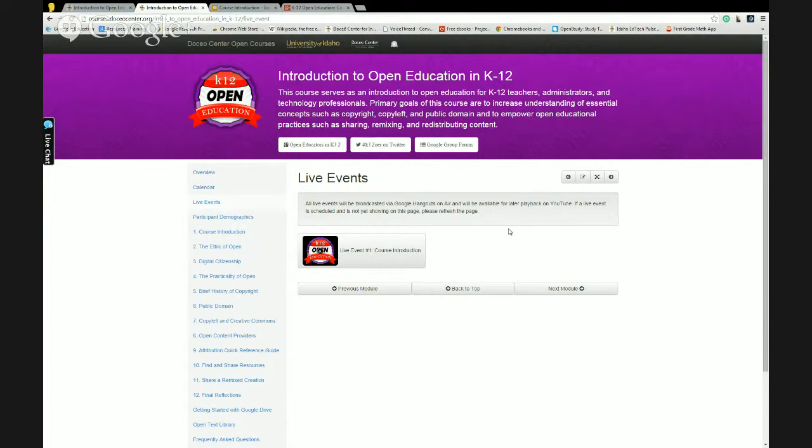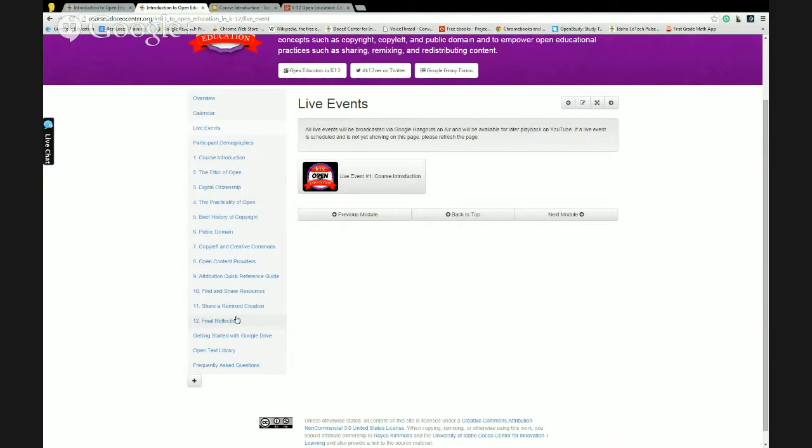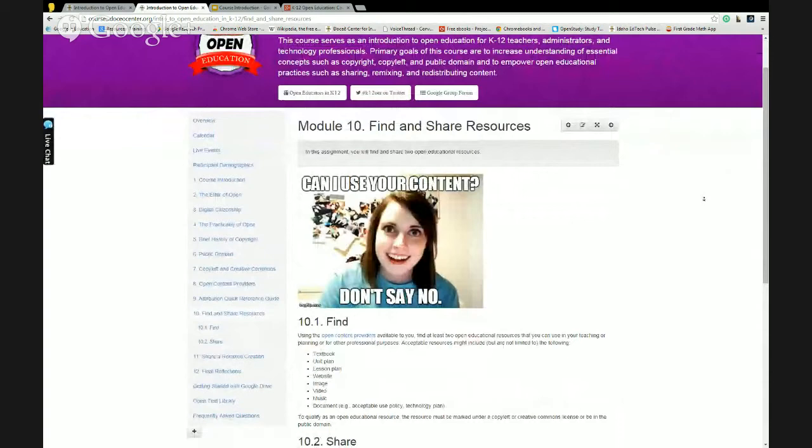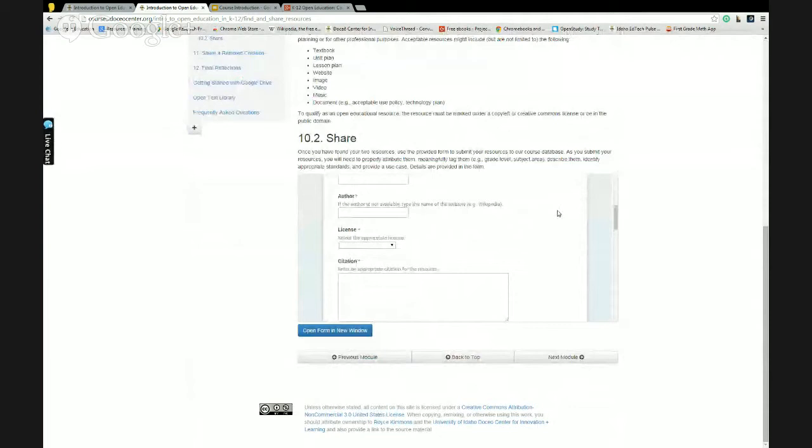Also, there are assignments associated with this course. Assignments are embedded in the modules. If you click on a specific module, you may see an assignment attached to it. So for instance, module 10, you scroll down, there's a share assignment. To complete this assignment, you would fill out this form and submit it. And that would constitute a submission of your assignment.